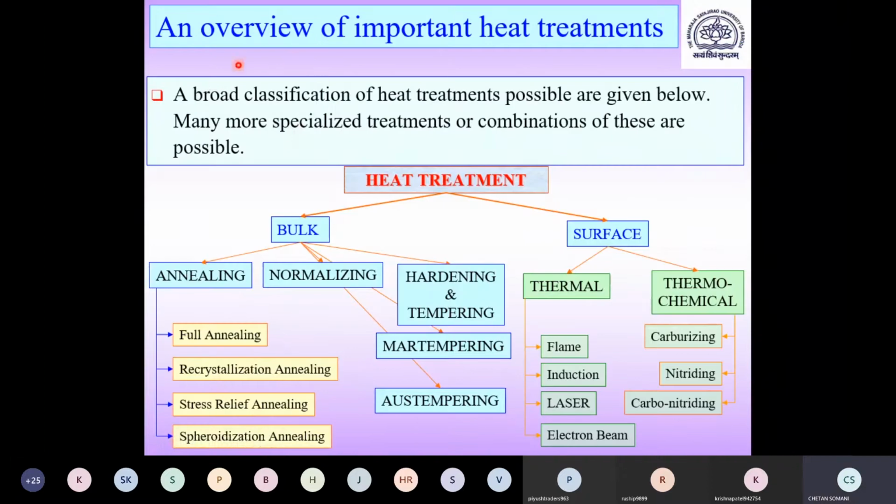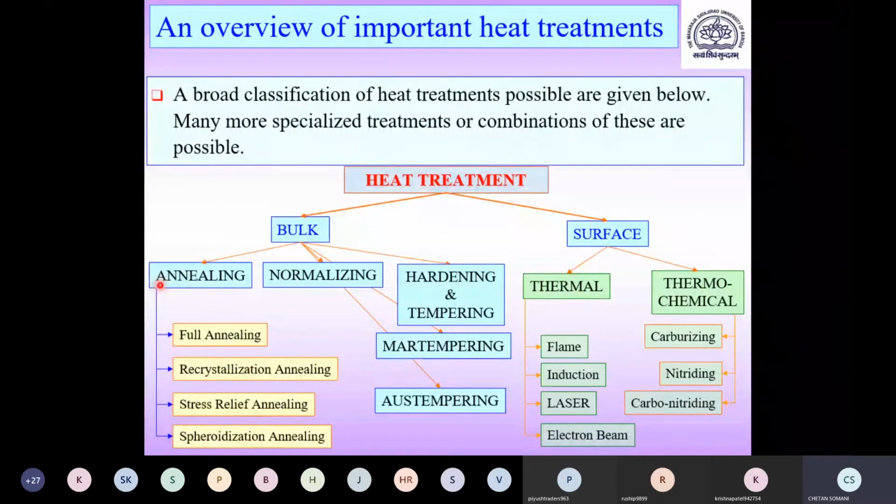Now we will go and see the broad classification of all important heat treatments. So these many heat treatments are possible. A broad classification of heat treatments is possible and is given below. Many more specialized treatments or combinations of these are also possible. Okay, so basically heat treatment, you classify it into two groups: bulk, that means complete object or volumetric; and surface, that is, only the surface will be affected.